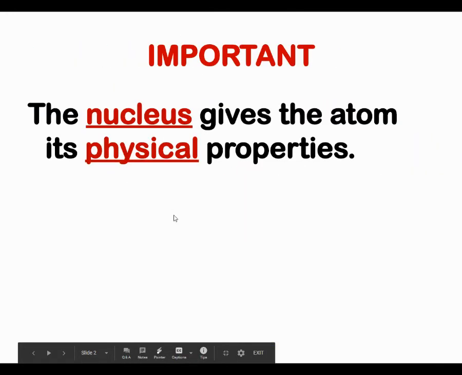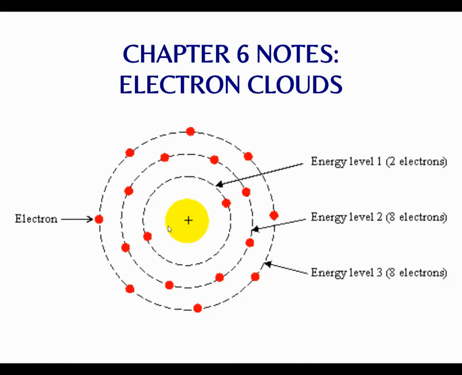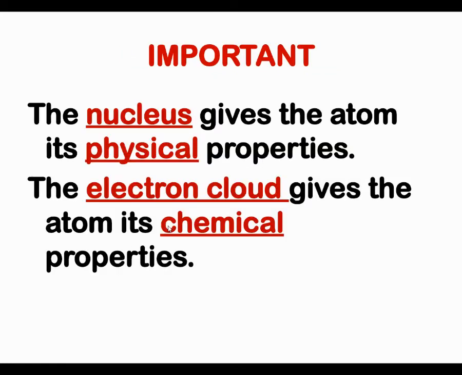When it comes to electron clouds, remember we've talked about how we have the Bohr model, the plum pudding model, and the electron cloud model. The important thing to know is that the nucleus gives it its physical properties, and the electron cloud gives it its chemical properties, so the ability to react with things.